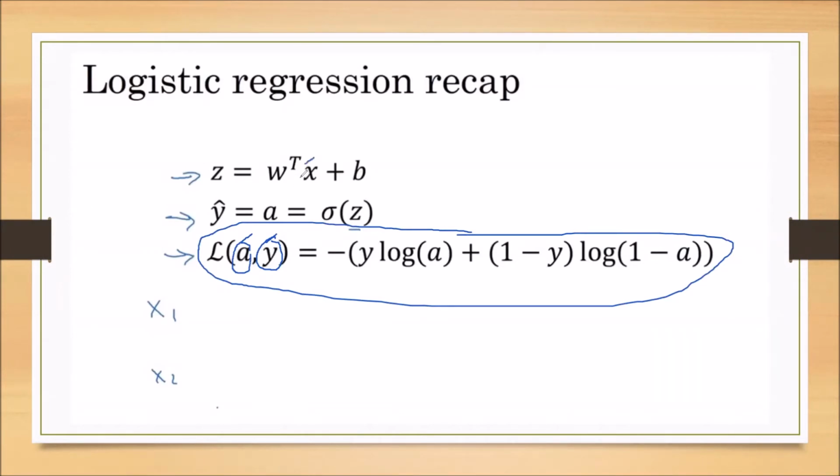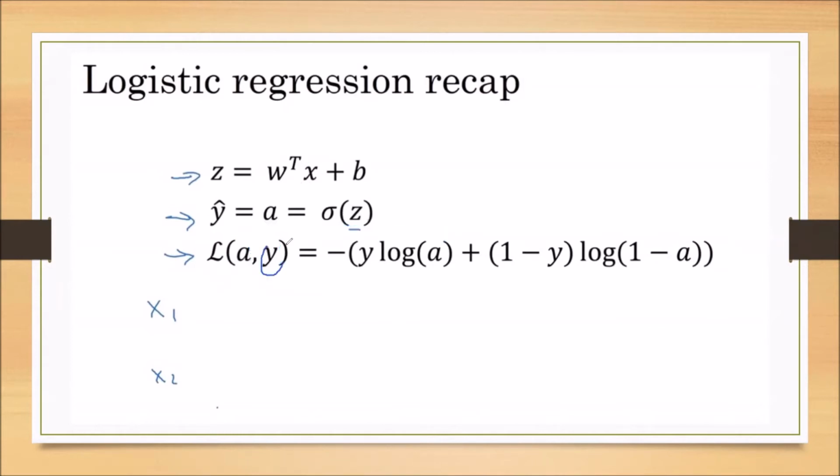Remember, the loss function depends only on two quantities, y and a. Am I right? Here we cannot change the original output. The original output is already fixed. Now we are checking what is a. a is equal to 1 by 1 plus e to the power minus z. So this loss function depends on a, meaning 1 by 1 plus e to the power minus z, so the loss function depends on z. What is this z? w transpose x plus b.